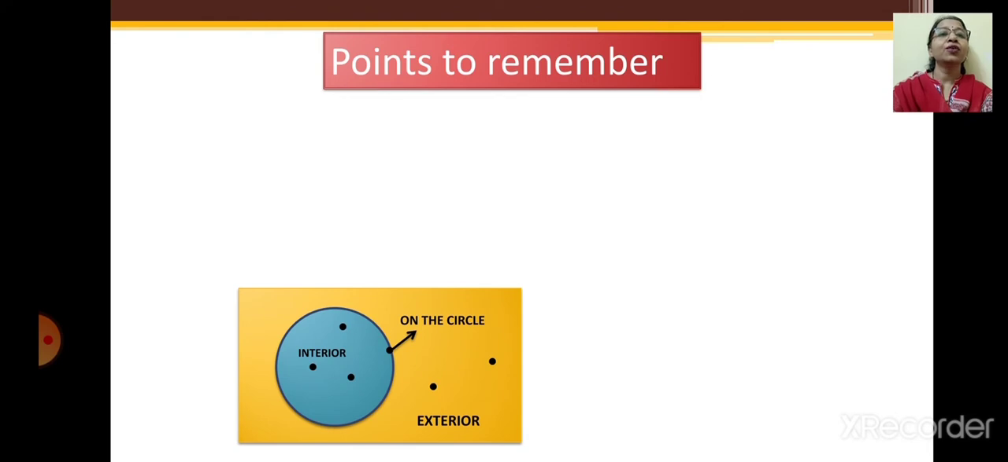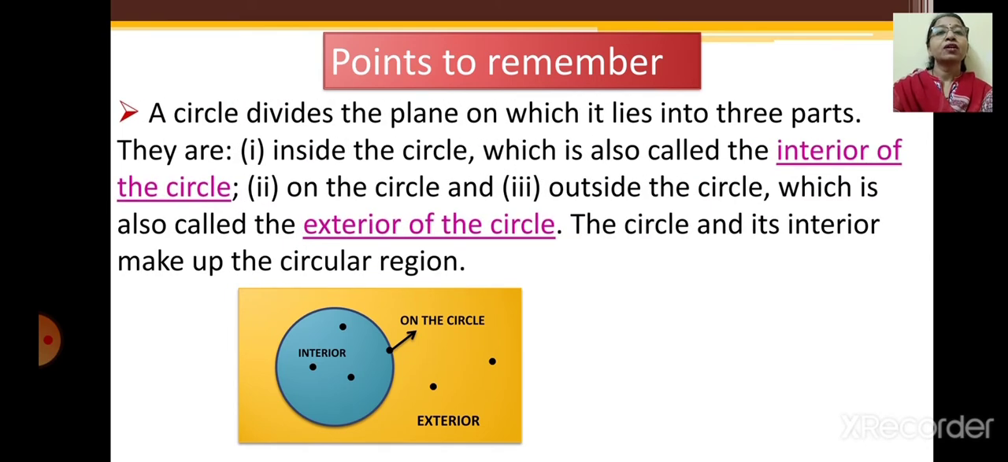Yes. Now if you draw a circle on the plane of the paper, then that circle divides the plane in 3 parts. Let us see what are those. So here, inside that circle you see some points. So a circle divides the plane on which it lies into 3 parts.